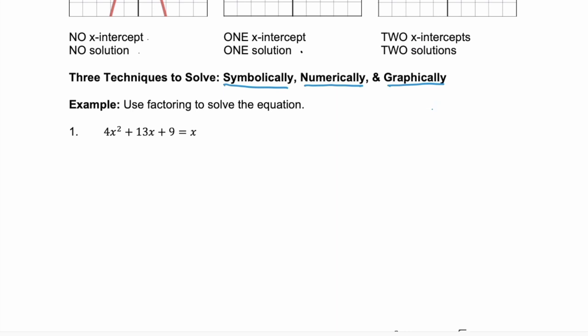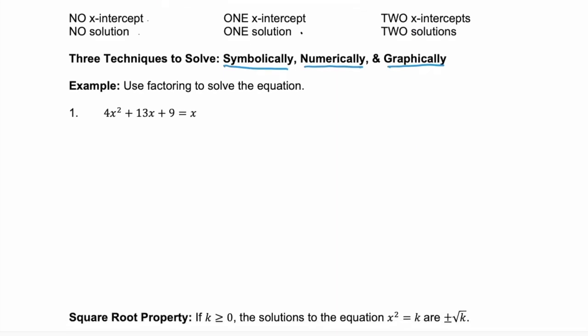So let's look at this first example, and we're going to solve symbolically. And we need to solve this with factoring. So we have 4x squared plus 13x plus 9 equals x. The first step to solve this symbolically is to have it in standard form, or equal to 0. So we need to move this x that's on the right-hand side over to the left-hand side with all the other x's. We're going to subtract x from both sides, and we get the standard form, 4x squared plus 12x plus 9 equals 0.